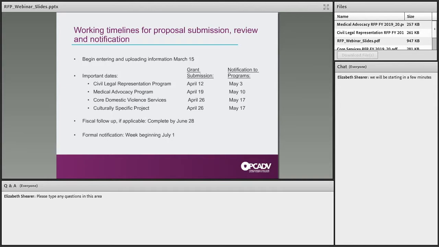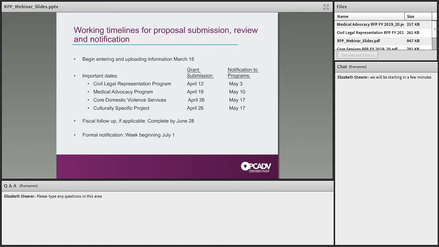Okay, we have a working timeline. We call these working timelines because they can change, but this is what we are going with at the moment. The civil legal representation and the medical advocacy programs are due respectively April 12th and April 19th. So our notification to programs as to whether they're funded or not for civil legal is May 3rd. For medical advocacy is May 10th.